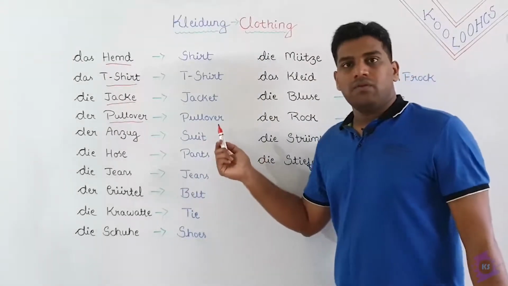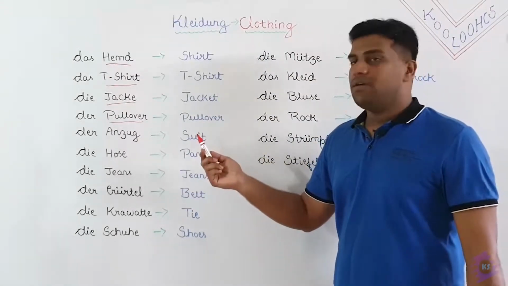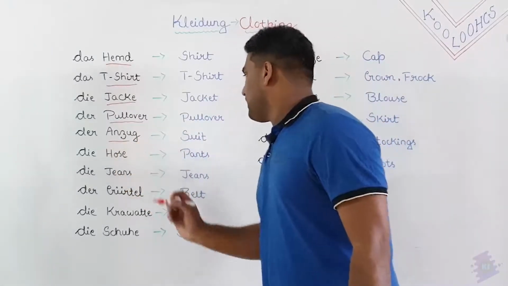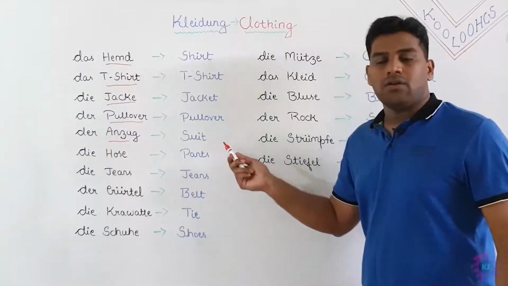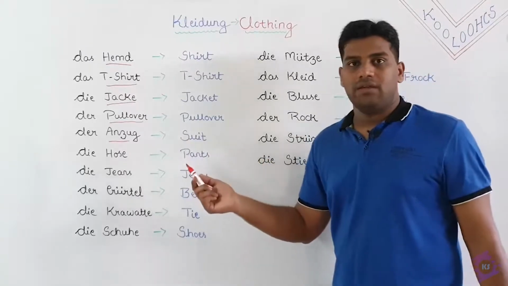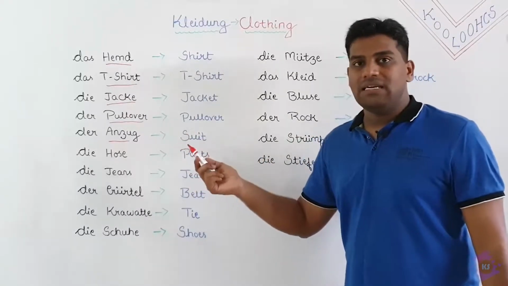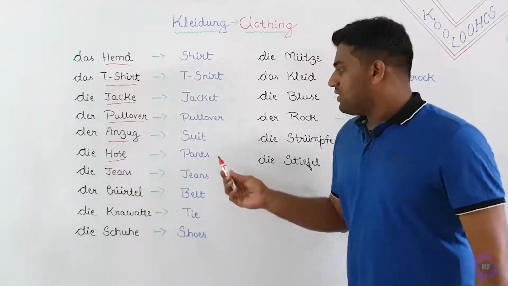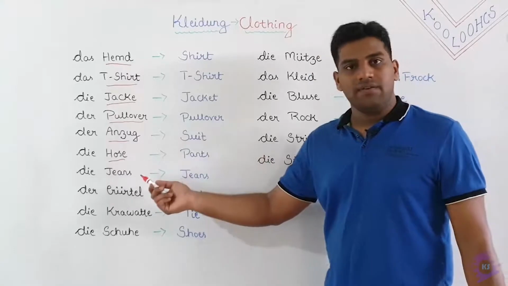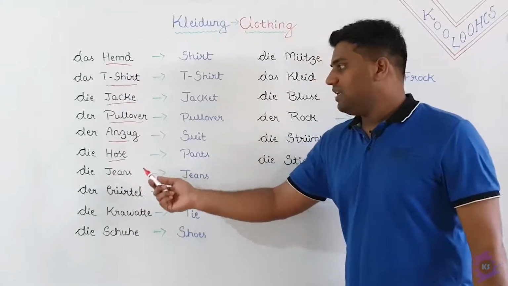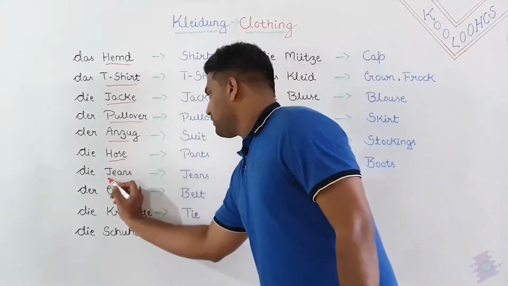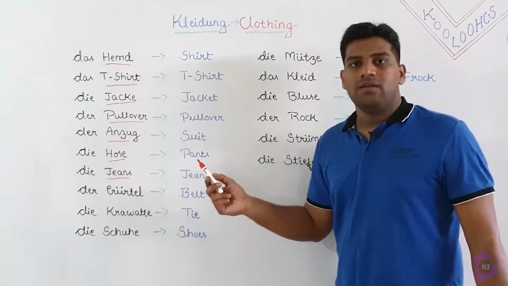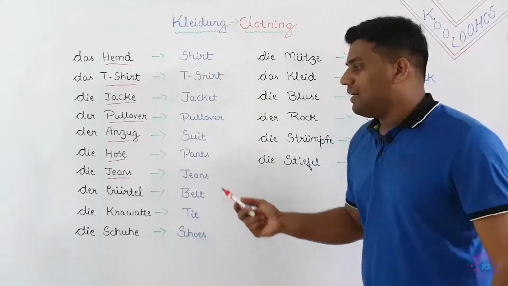Next is suit. Suit is called Anzug. Der Anzug. And next is pants or trousers, called Hose. Hose with the article die Hose. Next is jeans. Jeans is called Jeans itself with the article die Jeans. Next, belt is called Gürtel, and it is masculine. Der Gürtel.